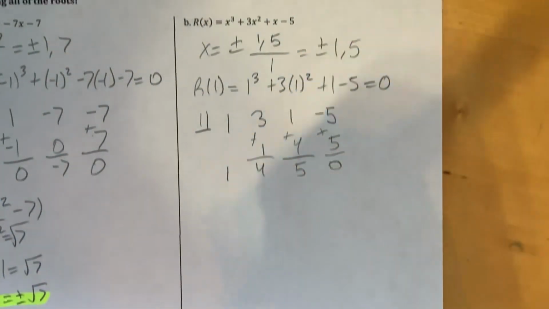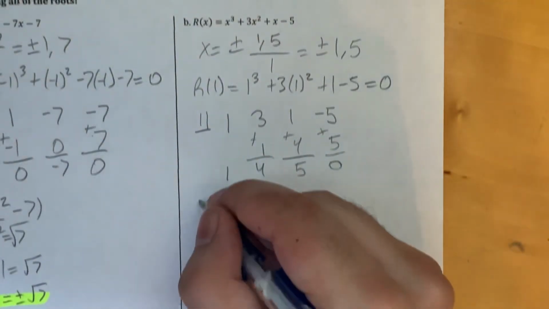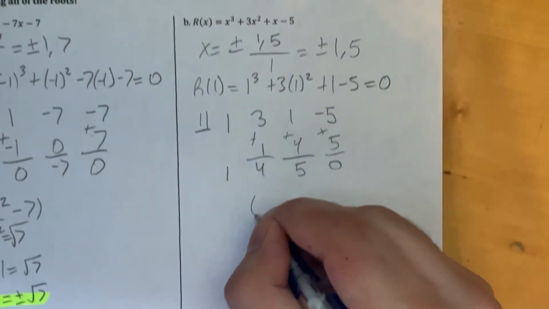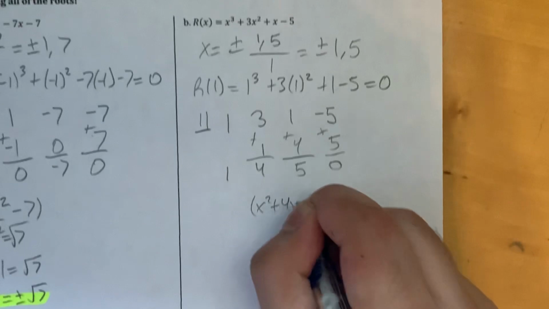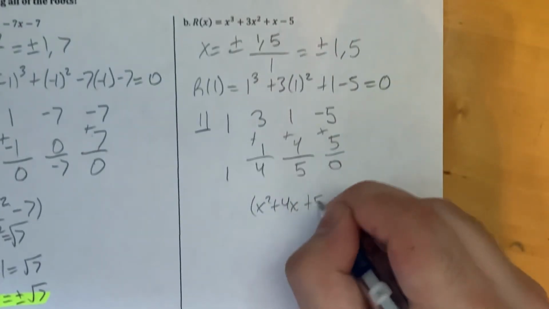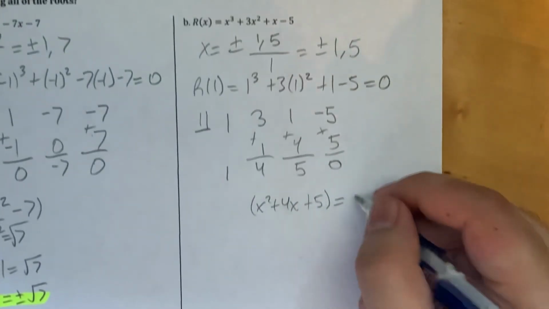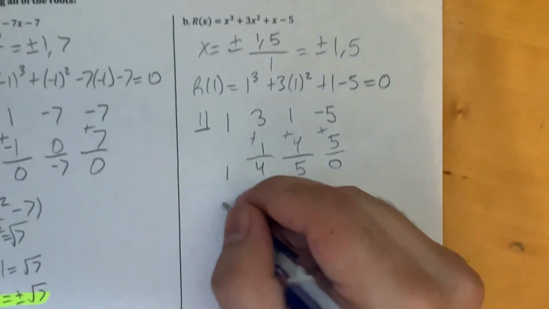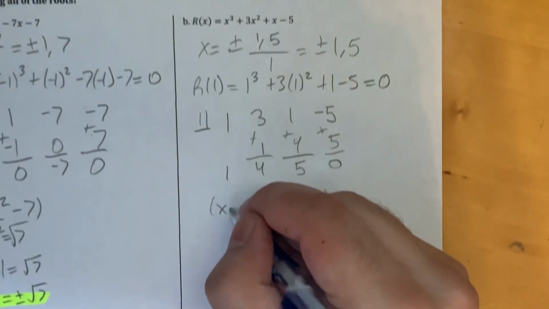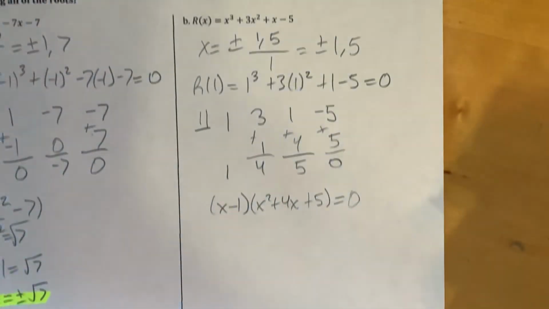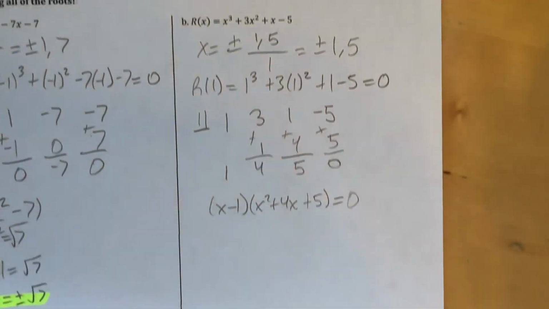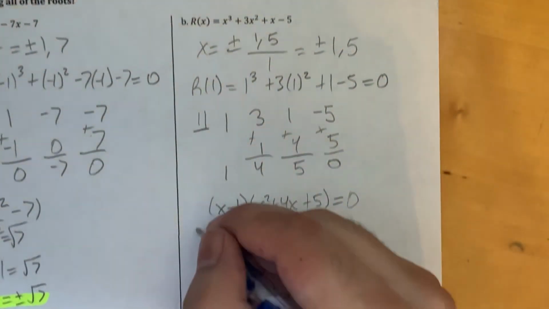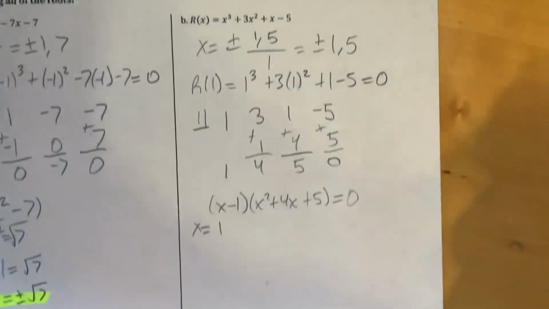So what is my new function? I'm going to get x squared plus 4x plus 5 equals 0. Well, not yet. x minus 1 times x minus 1, because x minus 1 is still a root. So let's do the easier one. x equals 1. There we go.